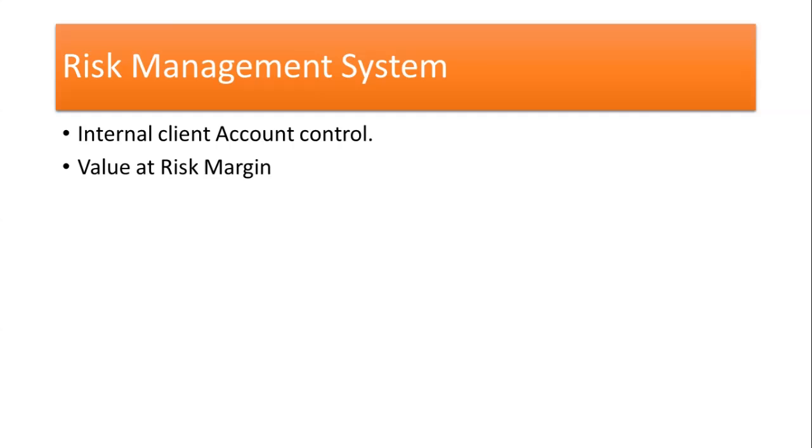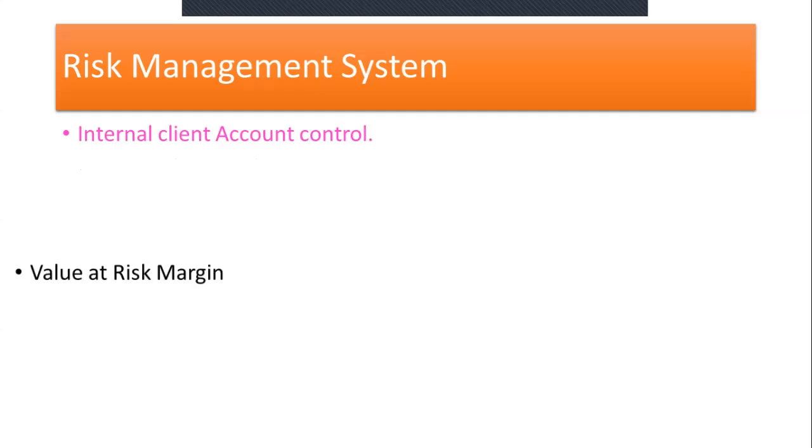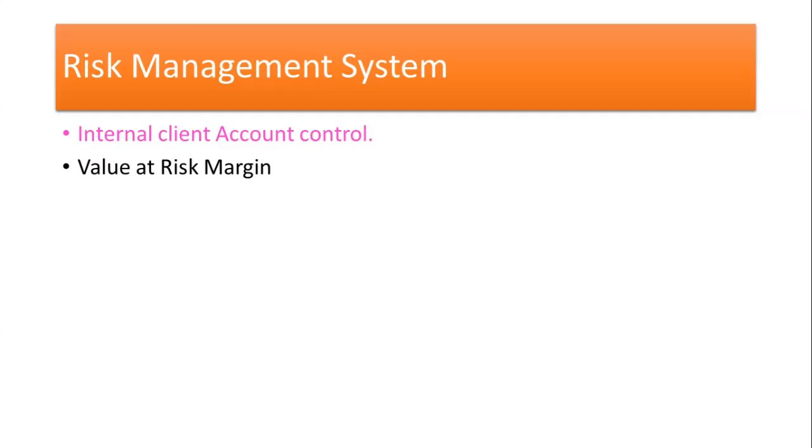Okay, so how is internal client account control maintained? Number one, the stockbroker shall segregate client funds from their own funds. The stockbroker shall keep the client's money in a separate bank account designated as a client account, and their own money in a separate bank account. Only in certain circumstances shall the stockbroker transfer funds from their own account to the client's account, and vice versa if required.